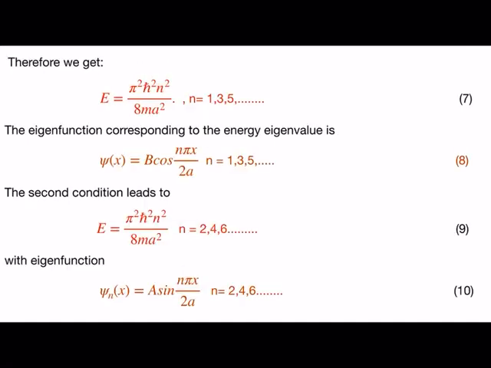Now on the next slide we will move, and we will see that the energy from here we will get is pi square h cut square n square upon 8ma square, and at this time you can say it is only for n equal to 1, 3, 5, 7, odd numbers. And in equation number 8, the corresponding eigenfunction to this eigenvalue, if I choose, you can see that it is b cos n pi x by 2a.